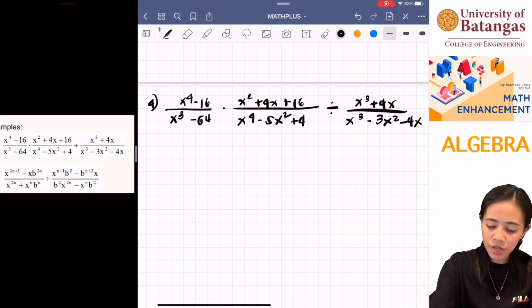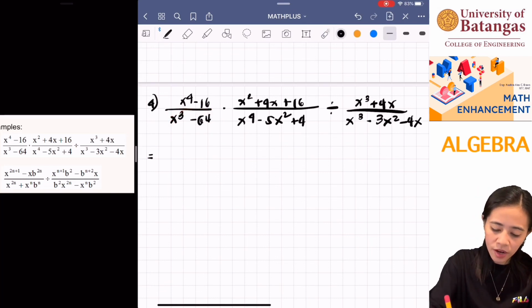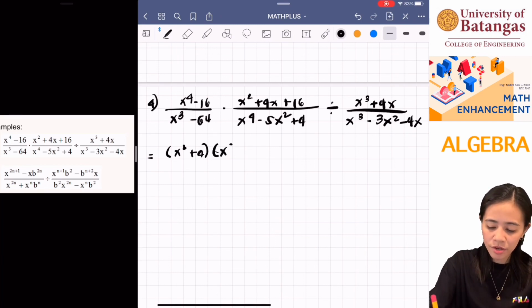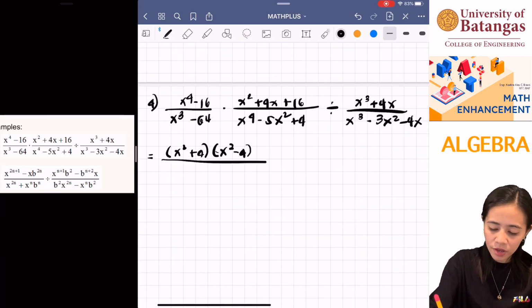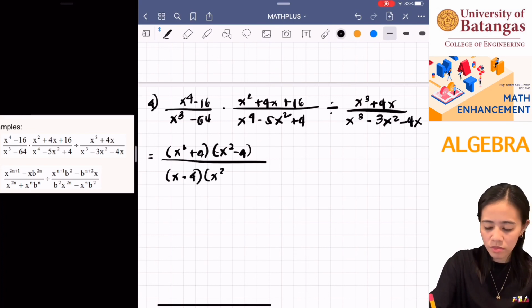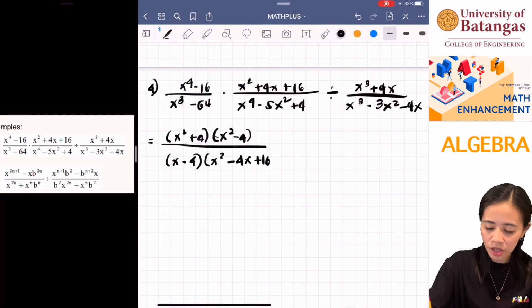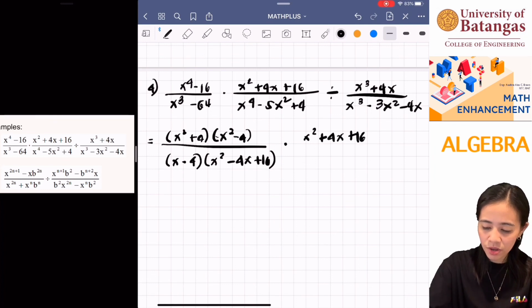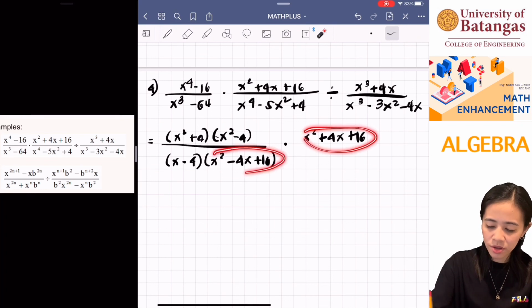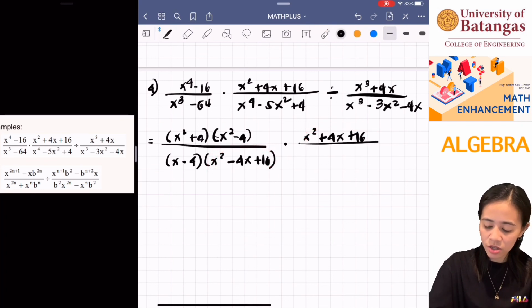Okay, so let's factor that out. This one is a difference of squares. This one is a difference of cubes. So to factor, you have x squared plus 4, okay, and x squared minus 4 all over this would be x minus 4 times x squared plus 4x plus 16, which means we just copy this kasi makakancel na siya sa denominator, diba? Common. Okay, so ang i-factor natin itong kabila.